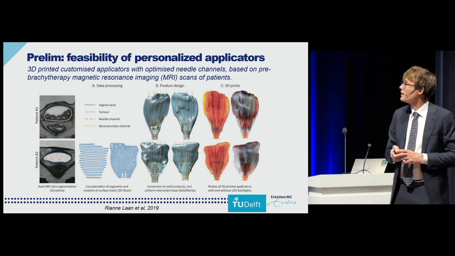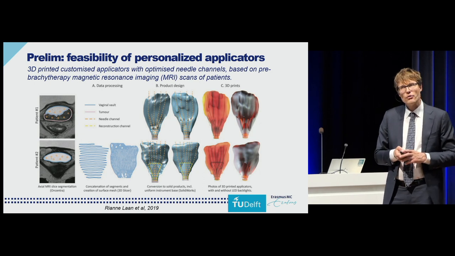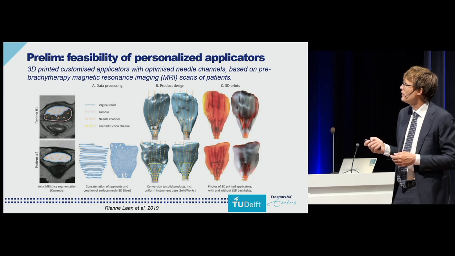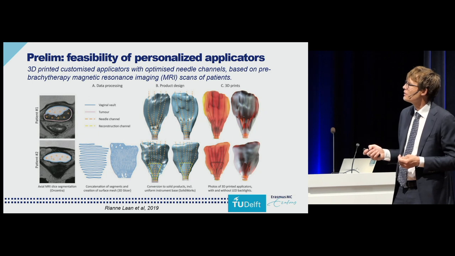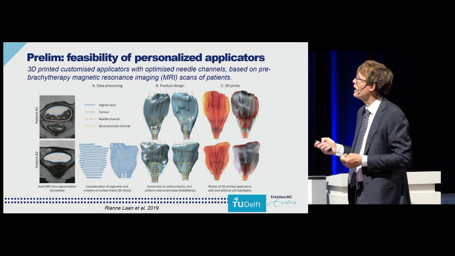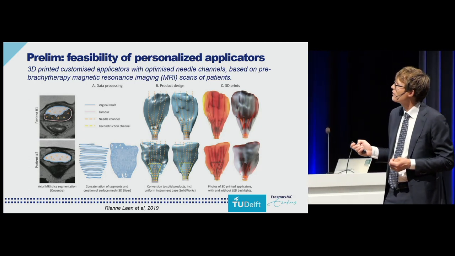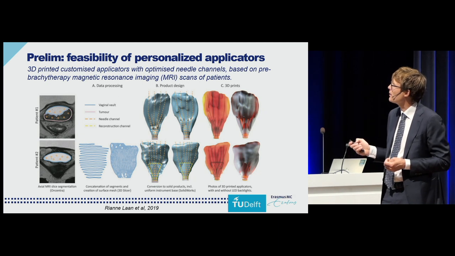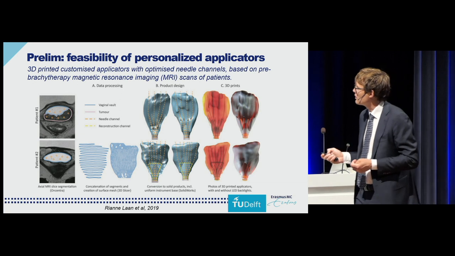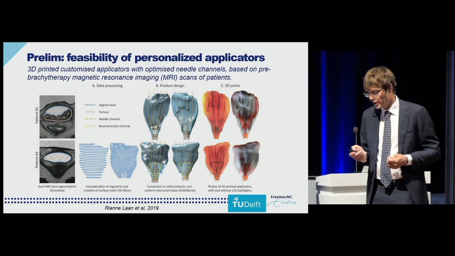Already some years ago, we developed a concept to look if we could make what we call personalized applicators. So why not change this whole concept and use this imaging information that we have to really design a patient-specific applicator, taking into account also the anatomy of that individual patient. And this is the first device we made in a very simple way, where we filled the vaginal cavity with ultrasound gel during the MRI. And we used that shape to design a 3D printed applicator. And we made patient-specific spaces to position the interstitial needles in.